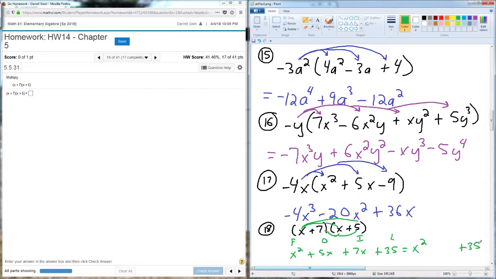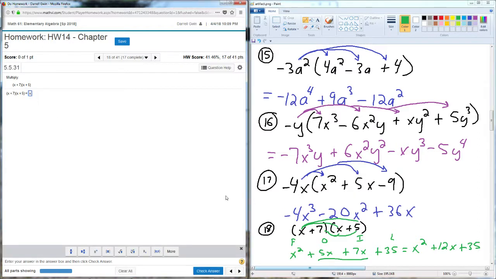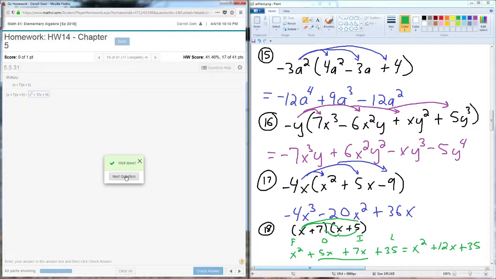until we combine like terms, and these two in the middle are always going to be like terms. So you should always double check the middle two terms. 5x plus 7x, in this case, adds up to 12x's. Like 5 apples plus 7 apples is 12 apples. Let's type it in. X, shift 6 to get the power, 2, squared, plus 12x plus 35. Enter. And well done. I think I'll do 2 more problems and I'll take a break.